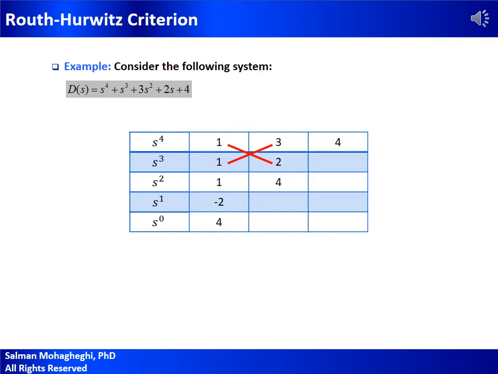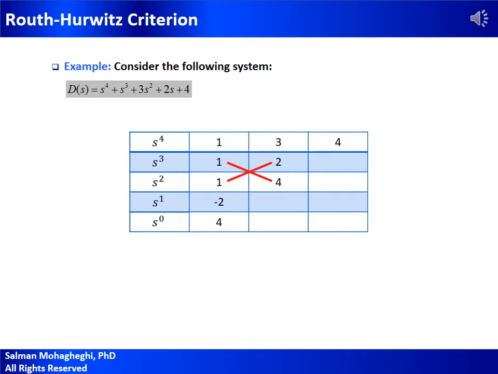Now let's try to calculate the entries in the third row. B1 would be 1 times 3 minus 1 times 2 divided by 1, which is 1. How about B2? That will be 1 times 4 minus 1 times, well, here I have an empty cell. Empty cell, you can replace it with 0. So I have 1 times 4 minus 1 times 0 divided by 1, which would be 4. This would complete the third row for me.